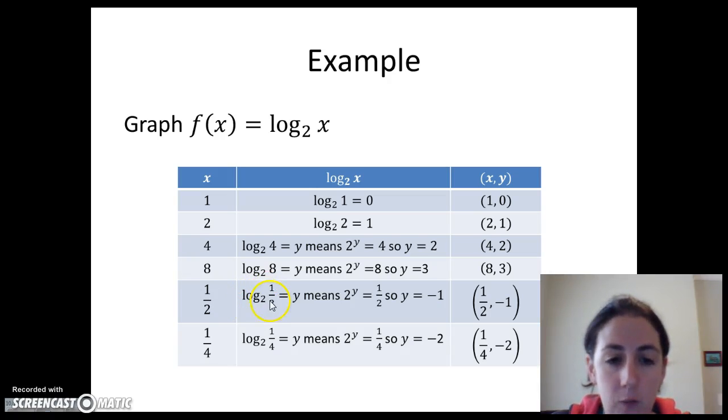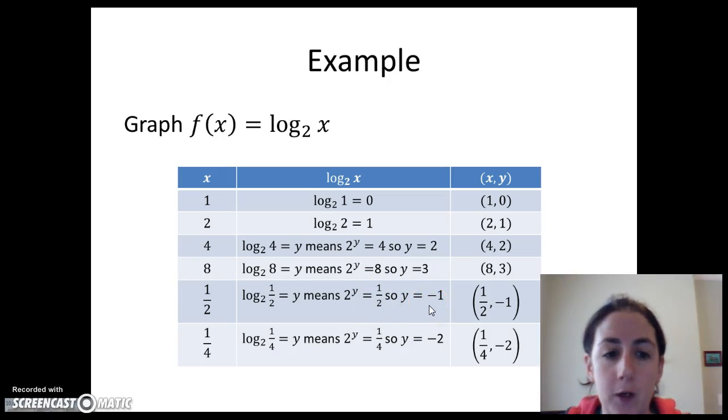Log base 2 of 1/2, that's going to give us our y value. 2 to the y equals 1/2. Since that 2 got moved to the denominator, that tells us that our exponent's going to have to be negative. And so 2 to what power is 2? That's 1. So 2 to what power is 1 over 2? That's where the negative 1 comes from.